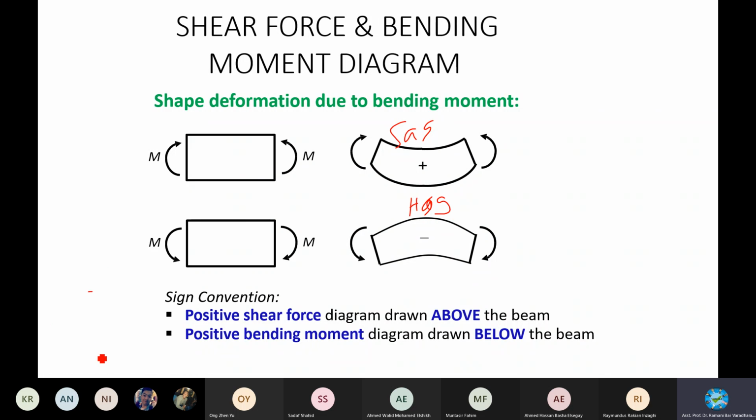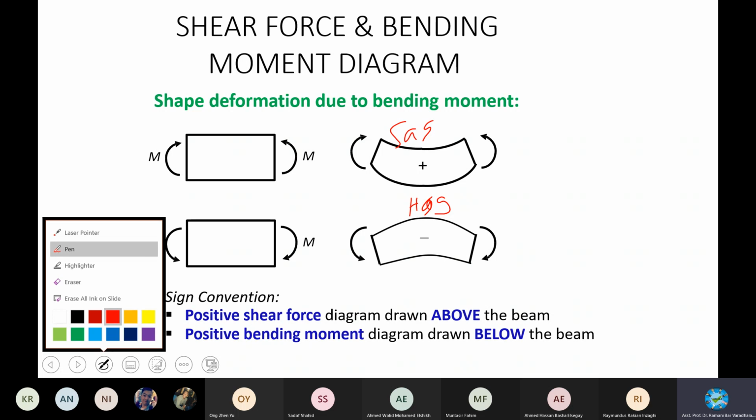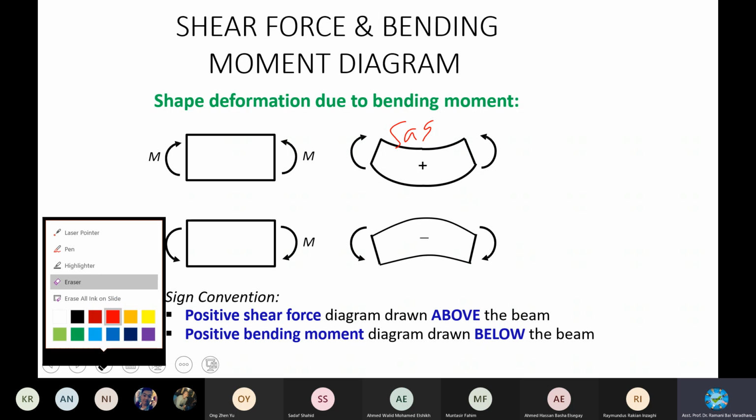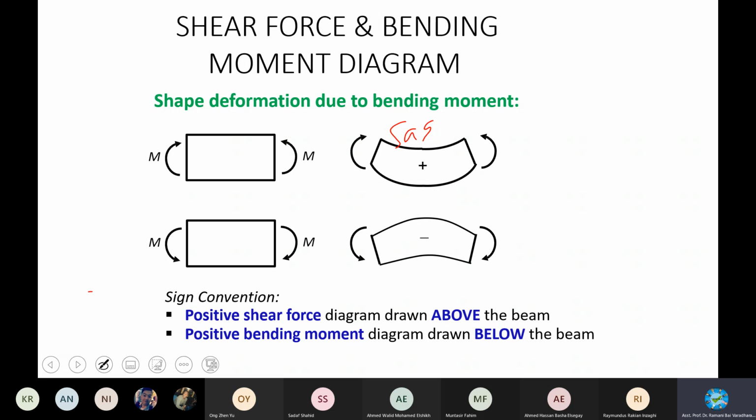I cannot. Right. And then positive, negative. We can also use the positive, negative. How are we going to do that? All the sagging is taken as positive, hogging as negative. Please remember this one. Otherwise, you cannot properly draw the diagram. Remember this sign convention.